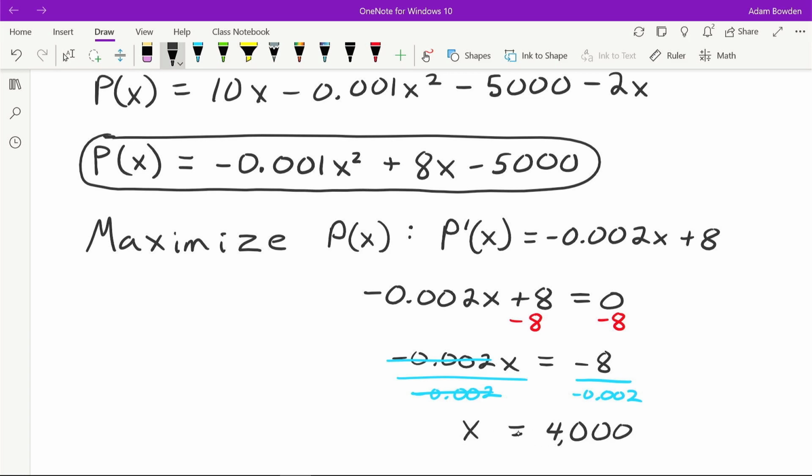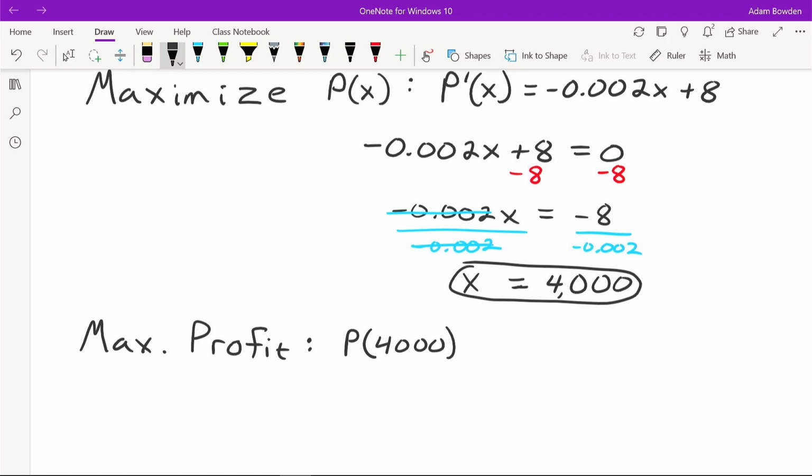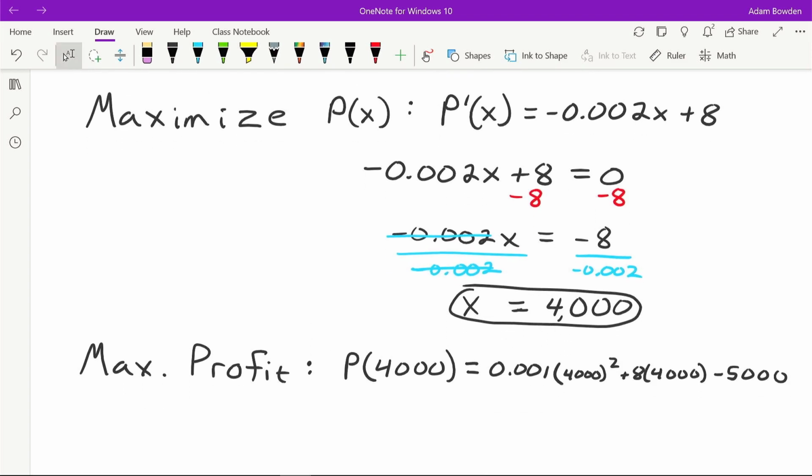A slightly different result than we saw for revenue up above. So again, x stands for the number of units sold. They would need to sell this many units in order to maximize their profit in this case. So the maximum profit here would be found by plugging this number 4,000 into the profit function up above. So you can see that profit function up there. And if we plug that in here, the profit would equal out to a total of $11,000.